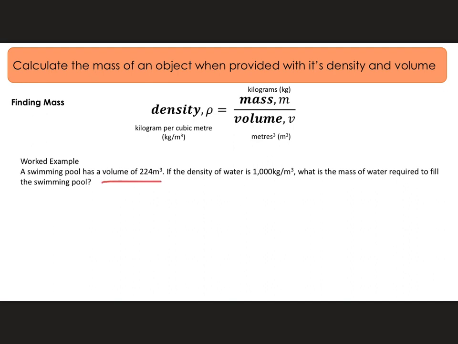So I've got a volume of 224 metres cubed, so I'm just going to write that down up here. So V is equal to 224 metres cubed. I've also been given that the density of water, which is my rho, is equal to 1,000 kilograms per metre cubed.